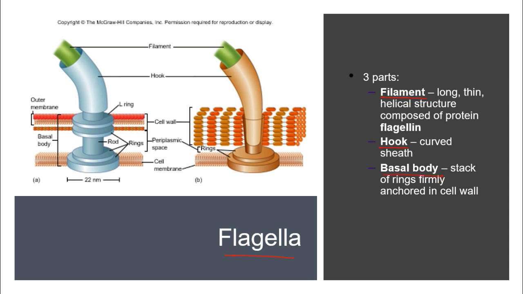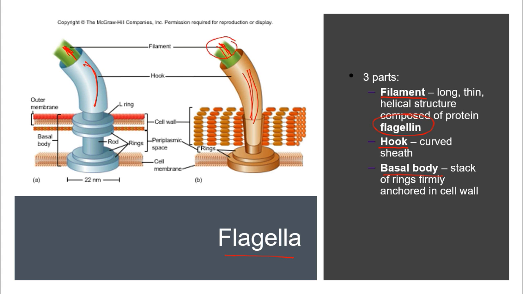The filament is a long thin helical structure composed of protein. As you can see, this is the filament region. This is composed of protein components known as flagellin protein. Now there is a hook. The hook has a curved sheath. This is the hook, which is a curved sheath-like structure, which is kind of contractile in the case of the bacteriophage that we have talked about earlier. But in this case, the sheath also protects the filament because the filament is present inside that sheath.